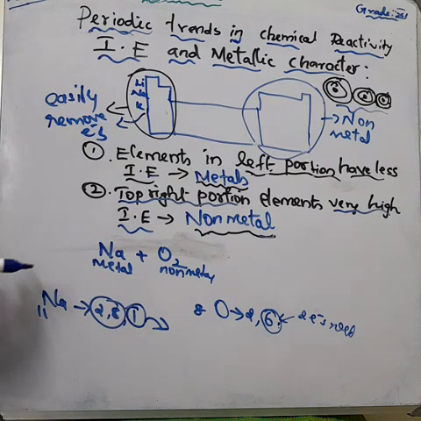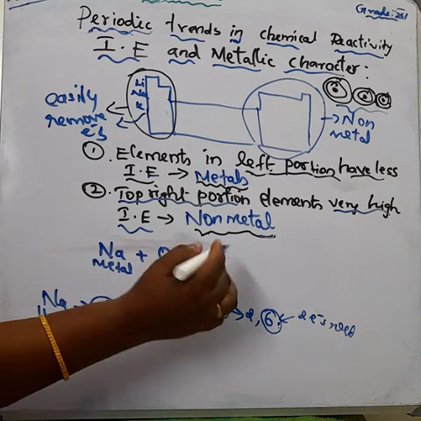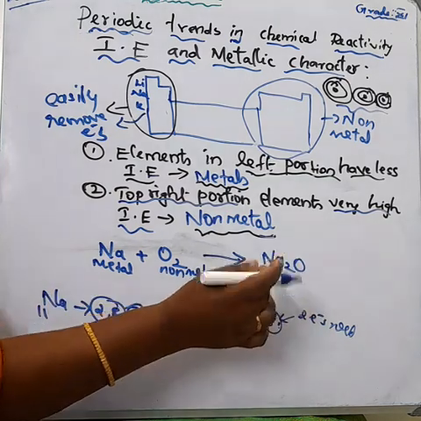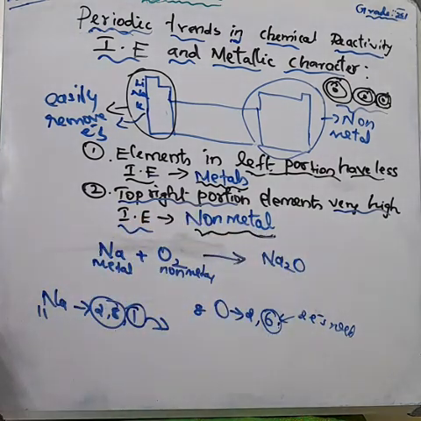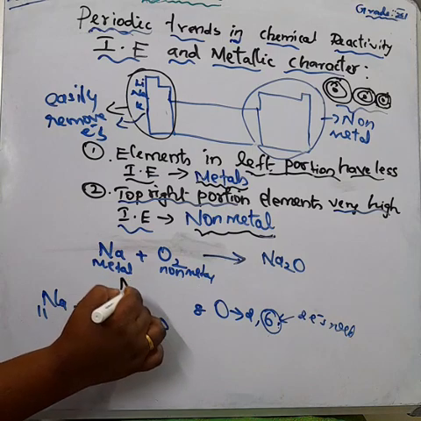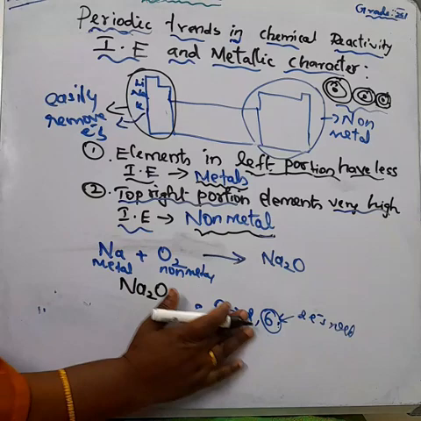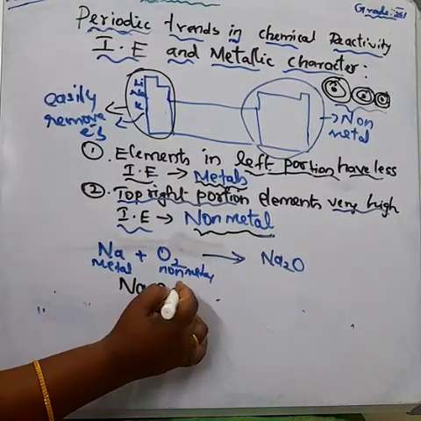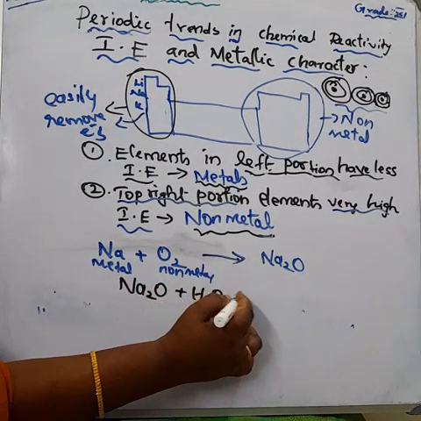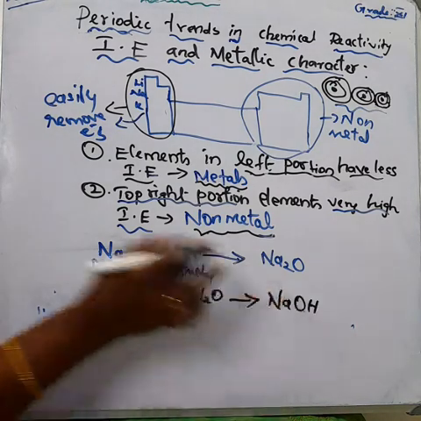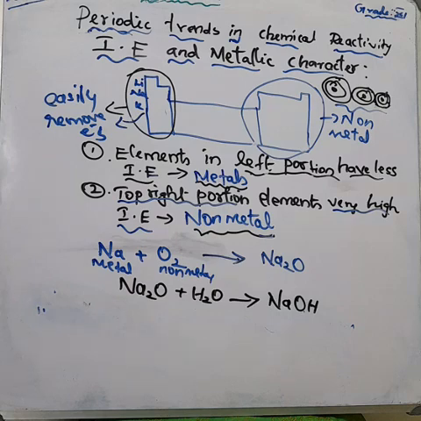So sodium, the metal, combines with oxygen, the non-metal, to form sodium oxide, Na2O. Sodium oxide also reacts with water to form sodium hydroxide. When it reacts with water, NaOH is formed. That is sodium hydroxide.